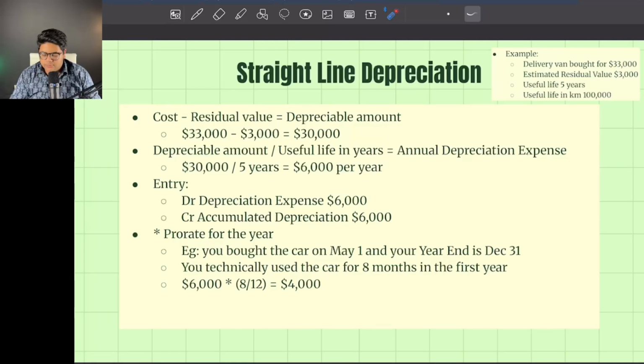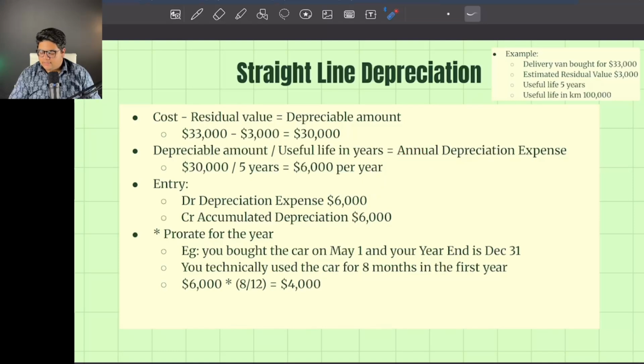And so the entry with this would look like: debit depreciation expense, because with expenses you debit them to increase them, and this would be $6,000, and your credit would be for accumulated depreciation. So accumulated depreciation, which going forward I'm just going to abbreviate as AD, is a contra asset account.